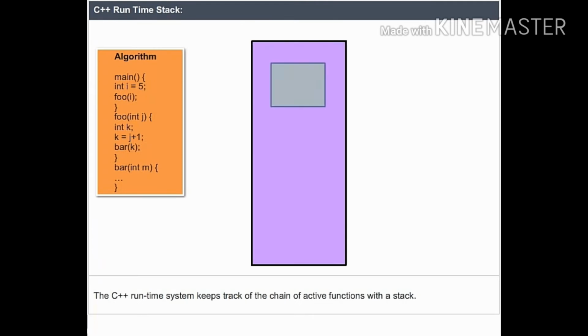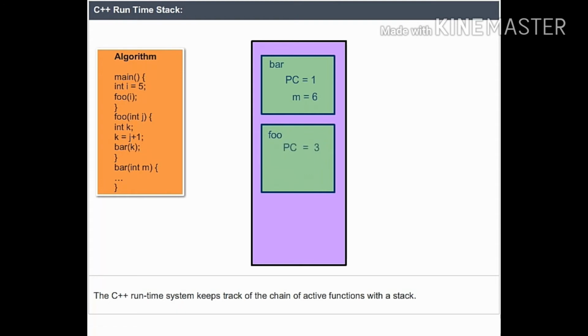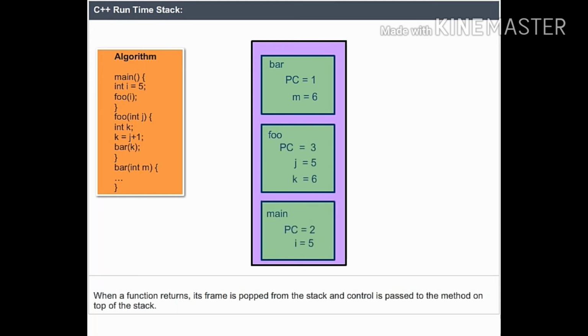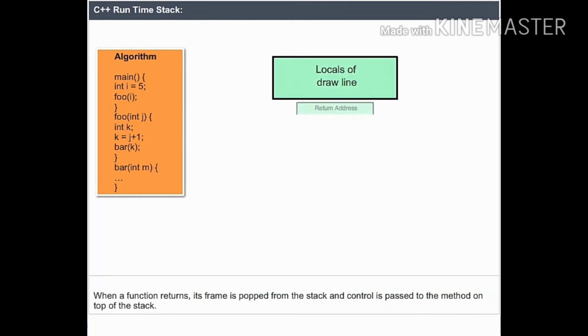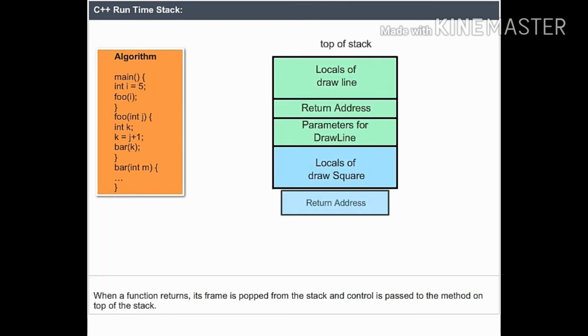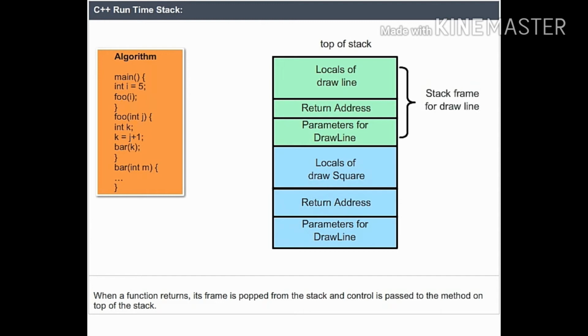C++ runtime stack. The C++ runtime system keeps track of the chain of active functions with a stack. When a function returns, its frame is popped from the stack and control is passed to the method on top of the stack.